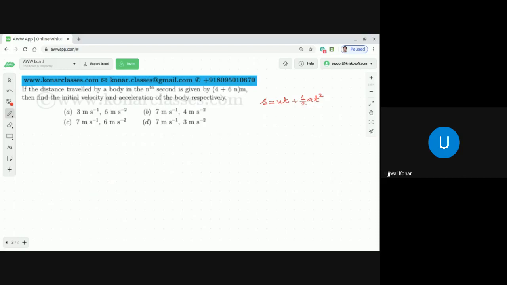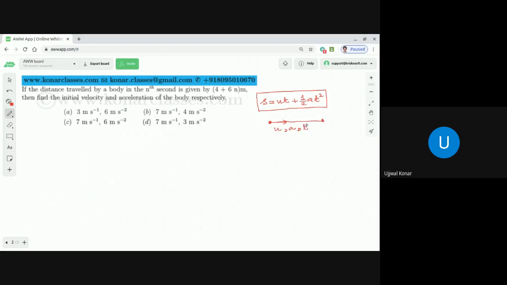So this equation, dear students, tells that if a particle starts with an initial velocity u, and with an acceleration a, and travels for t time units, then what is the distance traversed? Suppose after that time t, the particle moves up to here. So there are three parameters here: u, a, and t.